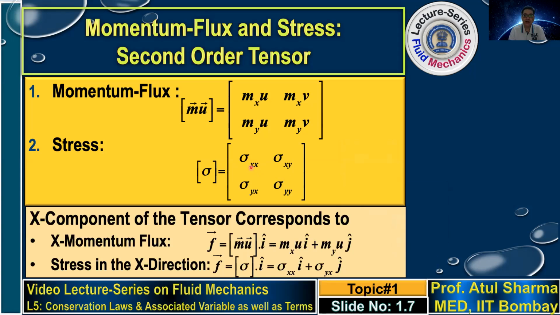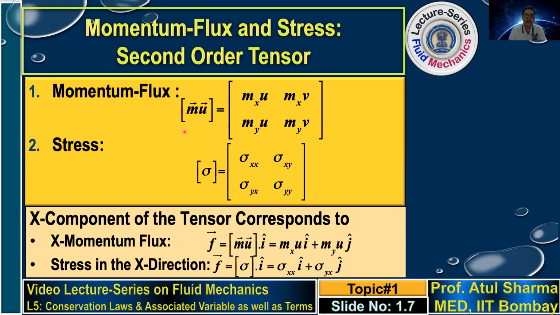If you consider, let us say, sigma xx, the first subscript corresponds to the plane, and the second subscript corresponds to the direction in which it is acting. So this stress corresponds to the x plane, which is a vertical plane, and it is acting in the x direction, which is a horizontal direction. If on a vertical plane, the stress is acting in a horizontal direction, this is called normal stress. That is, if you consider sigma xy, this is acting on the x plane, which is a vertical plane, but in the y direction. This corresponds to the shear stress.